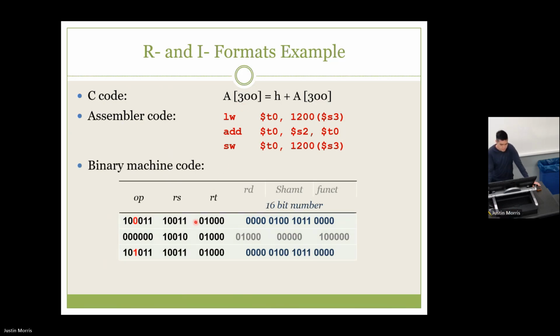So here's the machine code. We have the opcode field that tells us that it's a load word. This is our RS, which is the base address, RT, which is our destination, and this is our offset. Again, we have add, so the opcode for R-type is 0, and then the funct code down here tells us it's an add. RS, RT, RD, and we don't use shamt, which is shift, because this is not a shift.